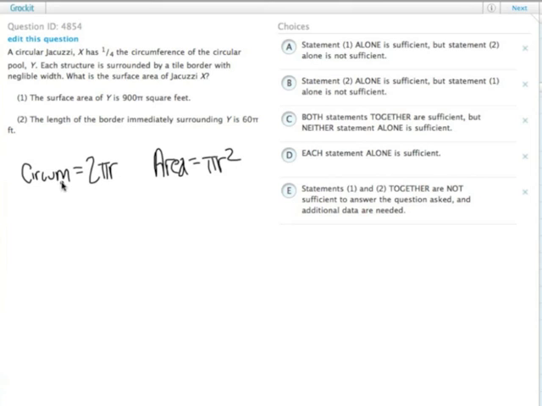So if we're given any bit of information about any of these, we can figure out what the radius is and figure out the other one. So statement 1 tells us the surface area of y, the pool, which is bigger than the jacuzzi, equals 900 pi. So area of the pool equals pi r squared equals 900 pi. So therefore r equals 30. And from there we can figure out the circumference.